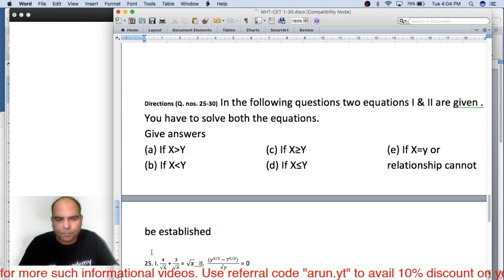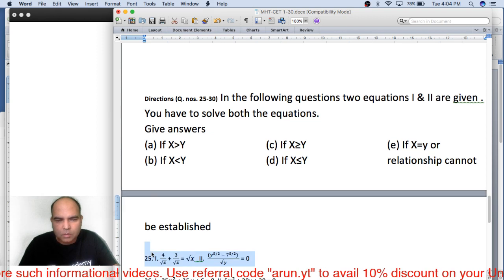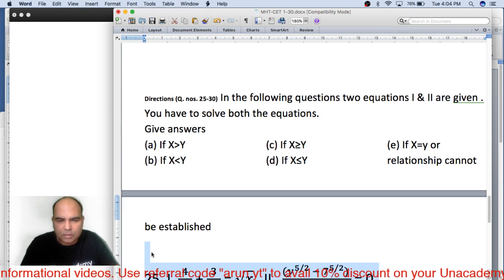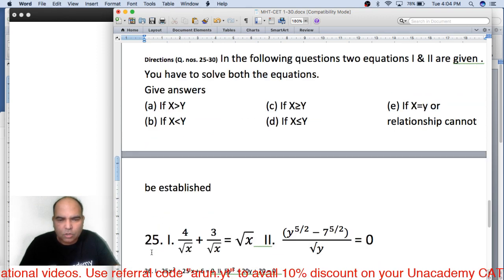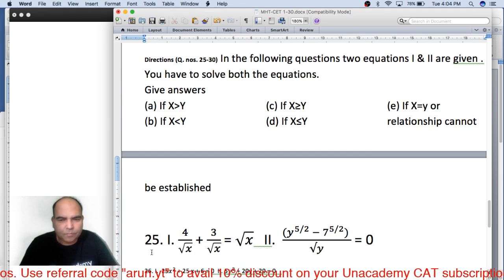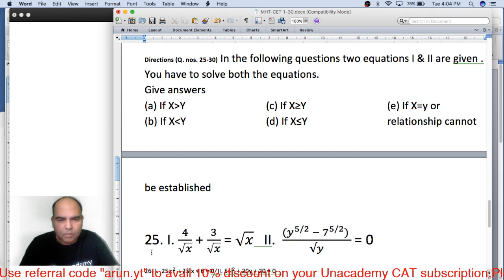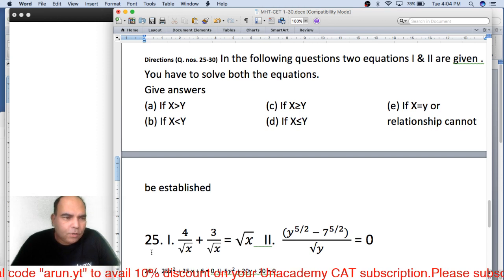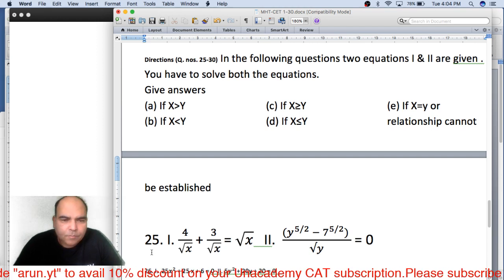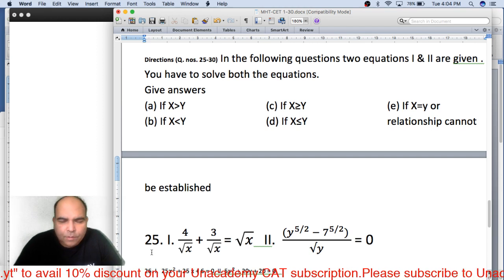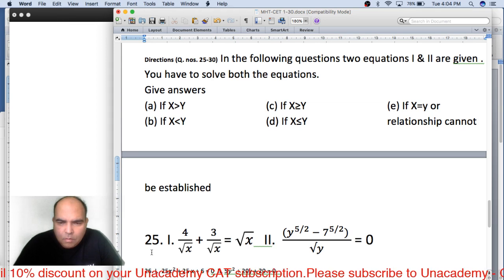So this is the first question that you see on this side. I want you to try to solve this first, question 25. Try to get the value of x here.